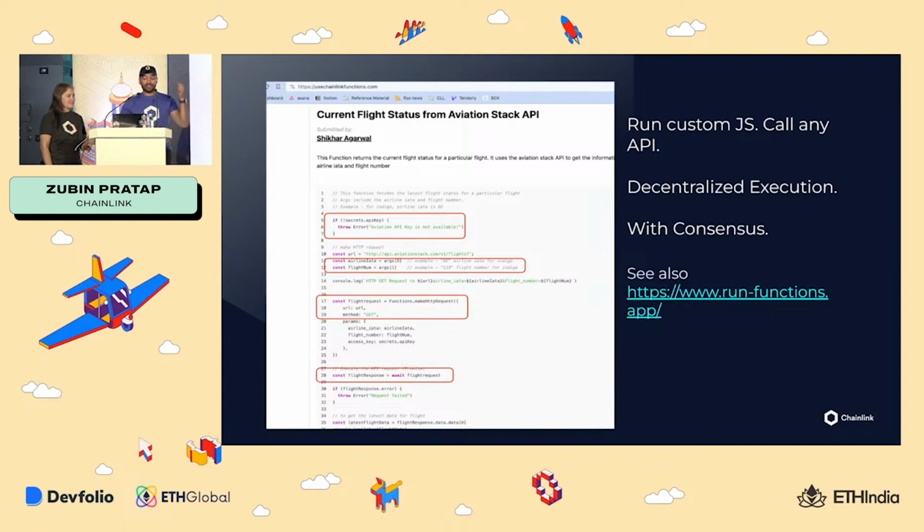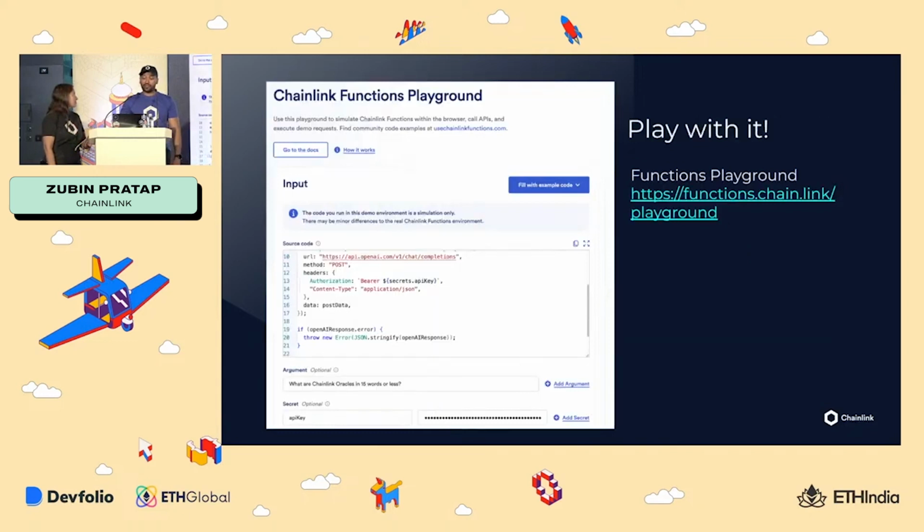run-functions.app, right? This is a bunch of community-generated examples of Chainlink Functions. Take a look at them. The basic concepts are all broken out. And obviously, you can go to docs.chain.link where all the formal documentation is, but this is community submitted examples, right, of people writing decentralized functions code. You can also play with it.